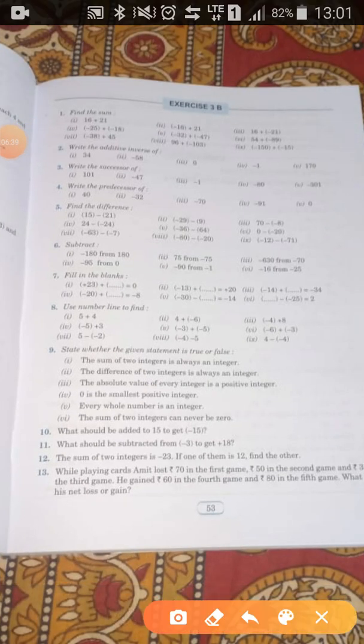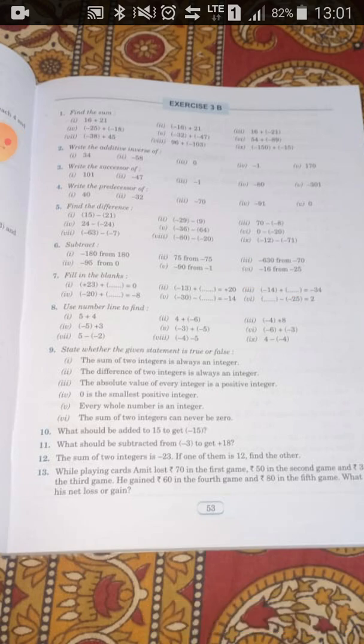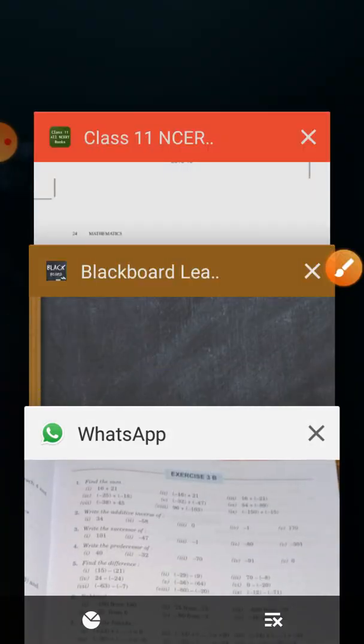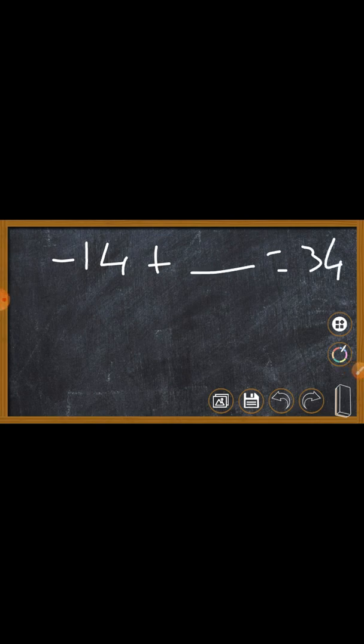Let's do sum number 3. Okay, minus 14 plus blank is equal to 34. So I am not copying down the brackets. I am straight away writing minus 14 plus blank is equal to 34.